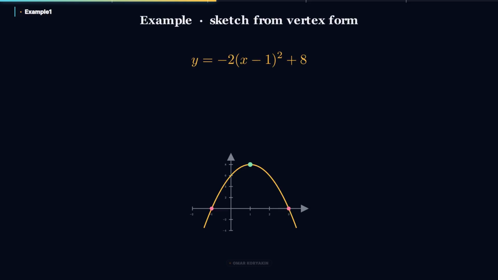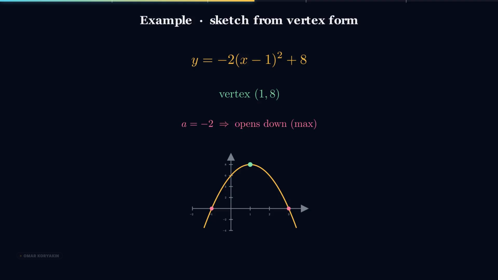Sketch y equals -2 times (x minus 1) squared plus 8. The equation is in vertex form, so the vertex reads off directly. Vertex at the point (1, 8). The leading coefficient -2 means the parabola opens downward, so the vertex is the maximum.